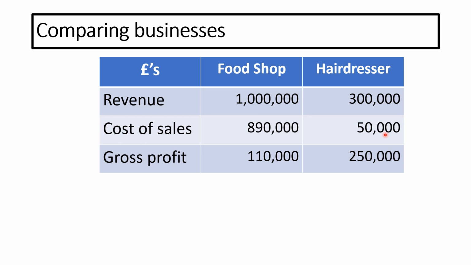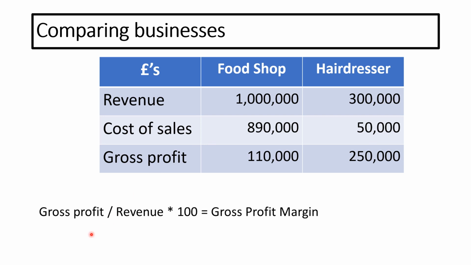Let's find out. So we take our gross profit figure, we divide it by revenue, we times it by 100, we get our gross profit margin. And we can see the food shop, for each pound spent in the food shop, they kept 11%. If we work out the same for the hairdressers, 250 divided by 300 times by 100, they kept 83.3%. The hairdresser is by far the better business for gross profit margin.